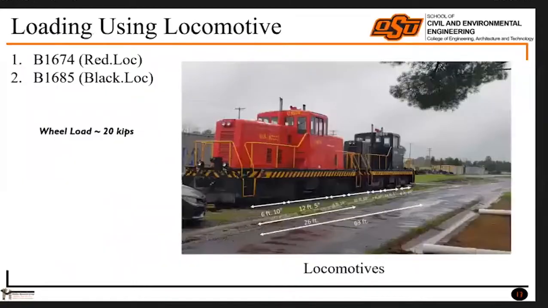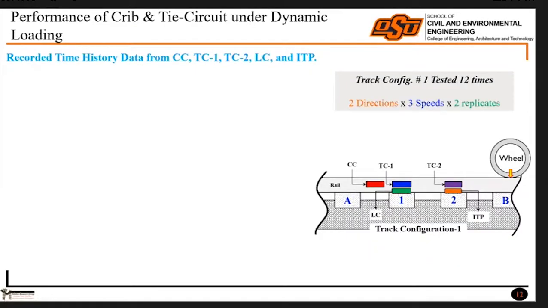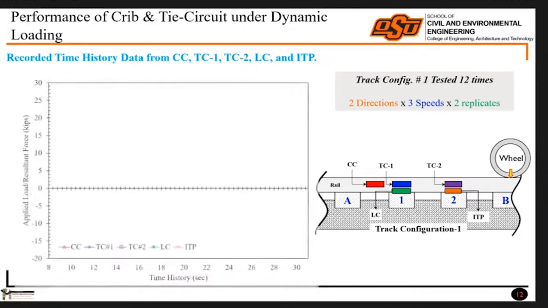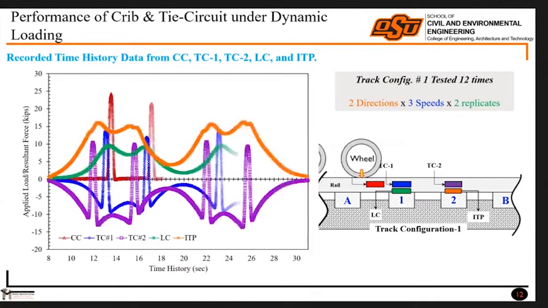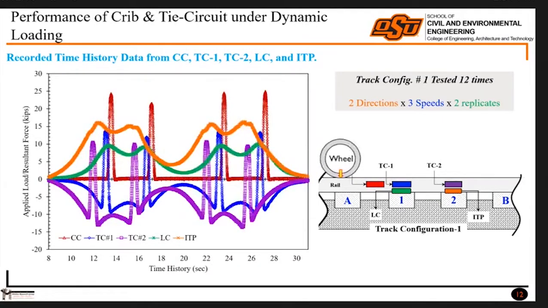Then we want to check this system under direct dynamic load. So we chose two rail cars, and we ran the rail cars and locomotives over the instrumented section. We tested 12 times for each configuration, meaning that we ran over the system 12 times. But we also studied another thing: if the track configuration changes, how it behaves. Here it is showing only one run that I collected, and here it is showing all the sensor recorded time history data.